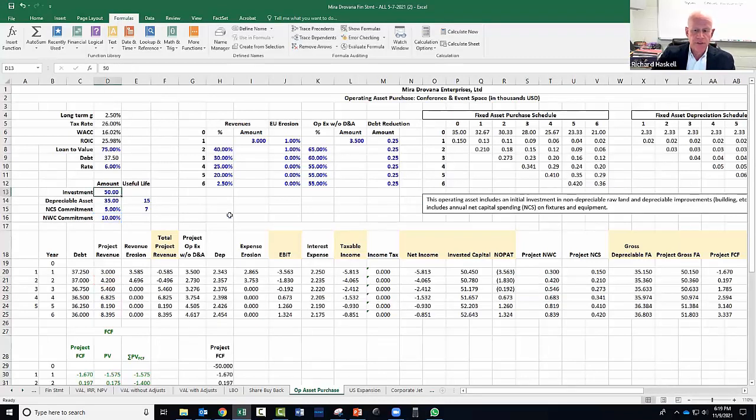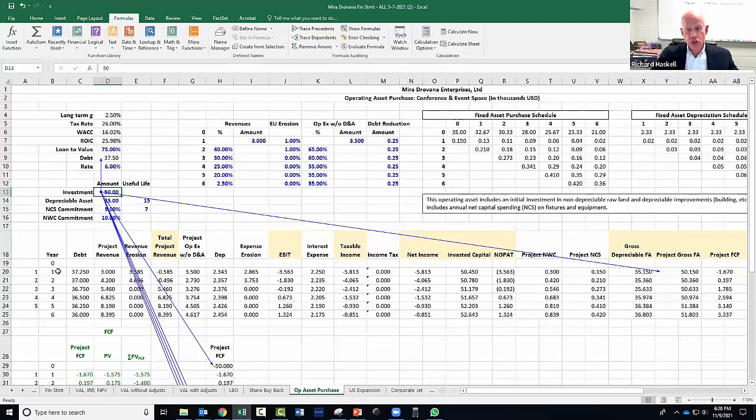Let's see what happens to this investment here where we increase our category. So I'm putting a project fixed asset at time 1. This is year 1, so the first year that this is in place. So I'm suggesting that even in that first year, we're going to be spending $5,050,000 on additional fixed assets. That's the conference center and event space itself.